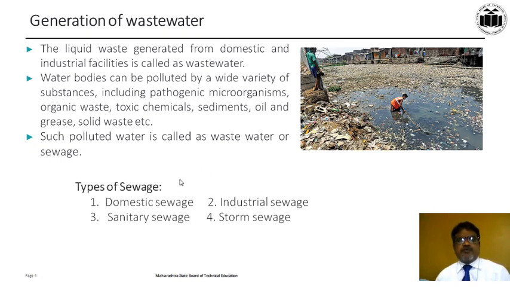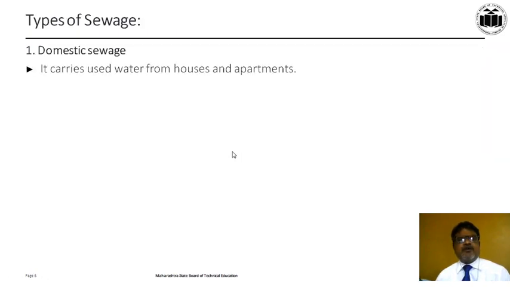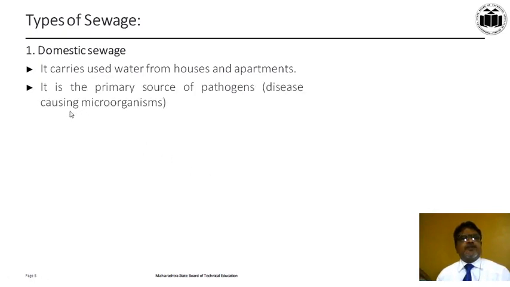There are four types of sewage. First is domestic sewage, second is industrial sewage, third is sanitary sewage, and fourth is storm sewage. So let us study the types of sewage one by one. Domestic sewage carries used water from houses and apartments. It is the primary source of pathogens.